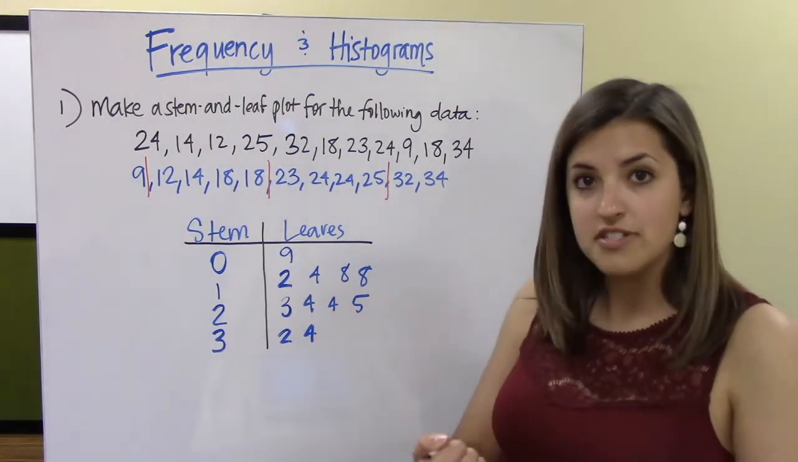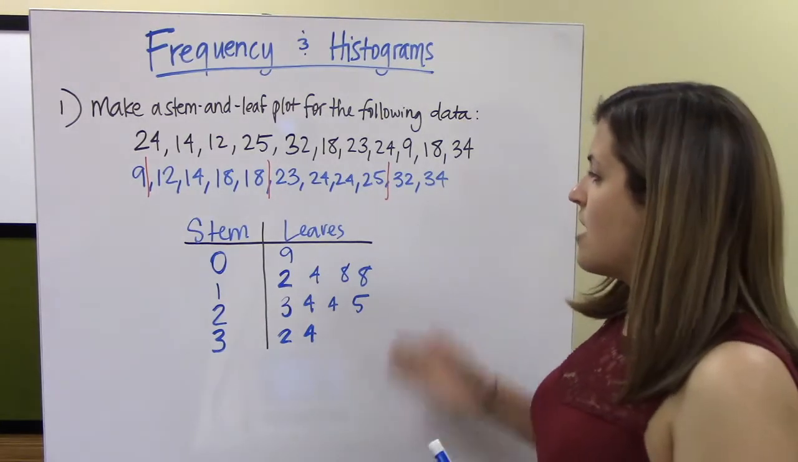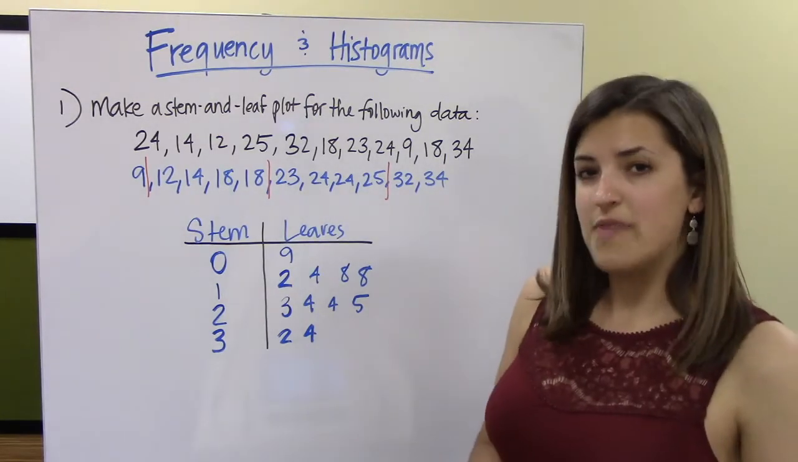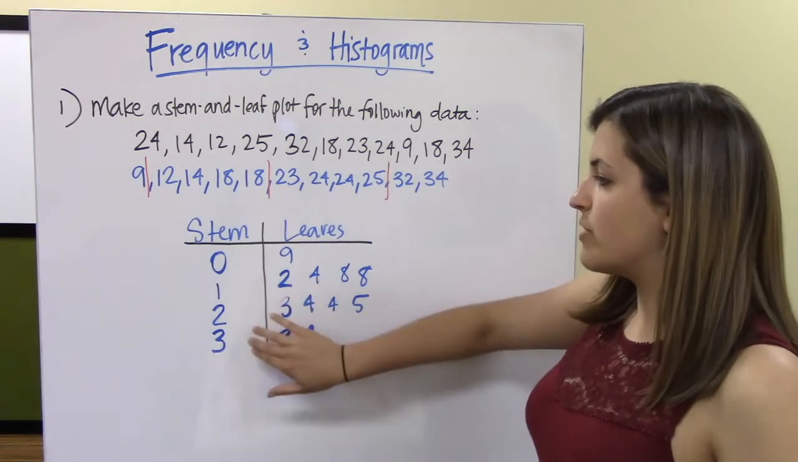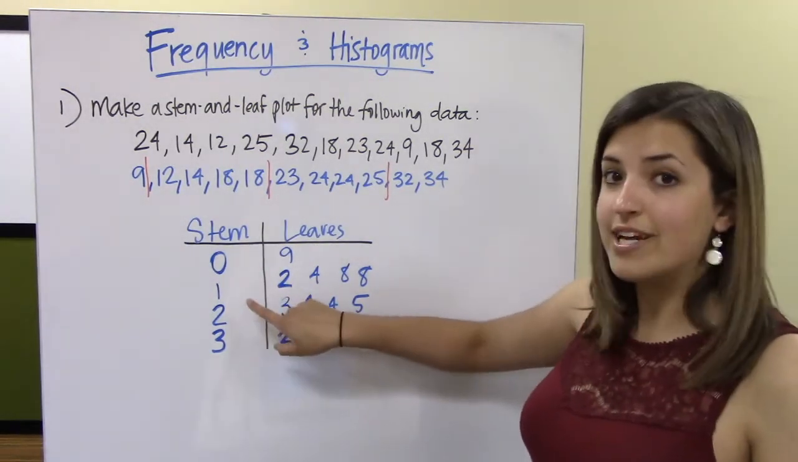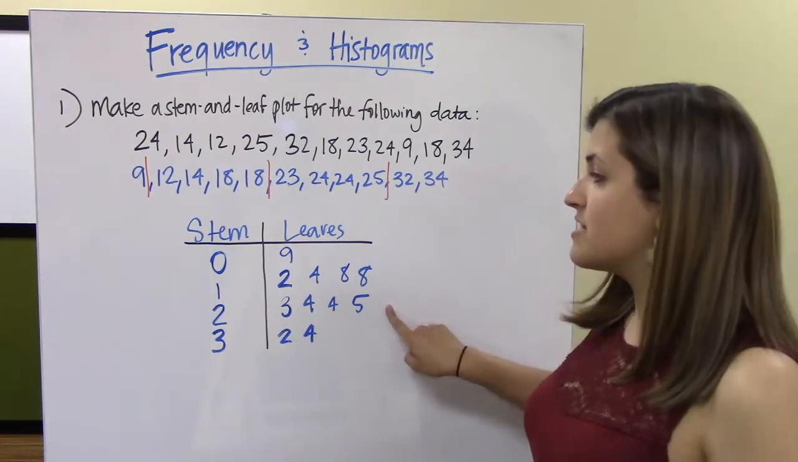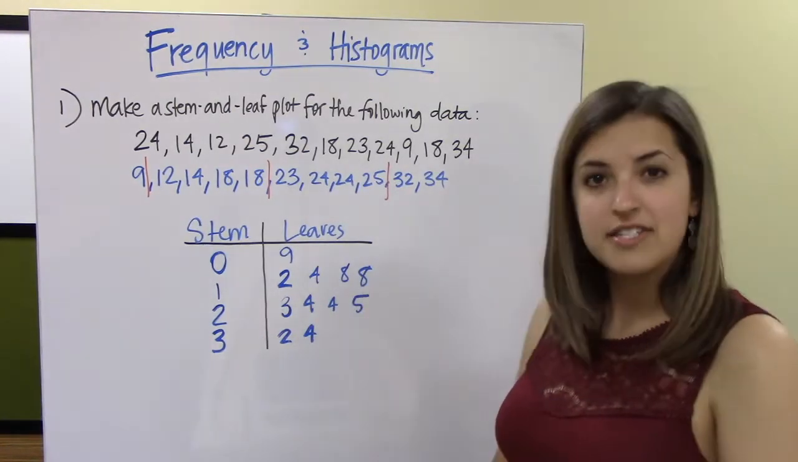All right, so here's a stem and leaf plot that shows me my data in this form. This is useful because it tells me how many of each data point I have. In the 10s and the 20s, I have more data points than in my 0s and my 30s. It's a nice way to organize it.